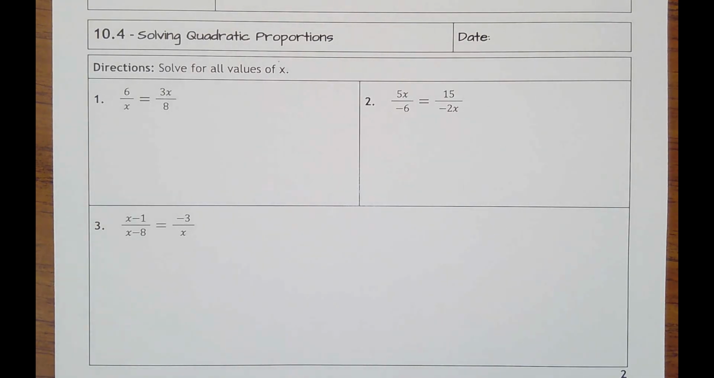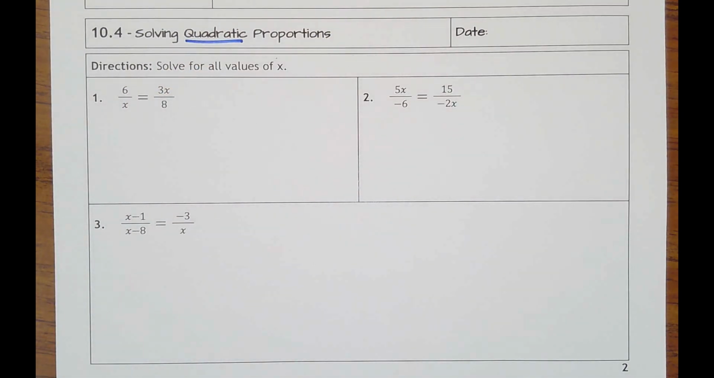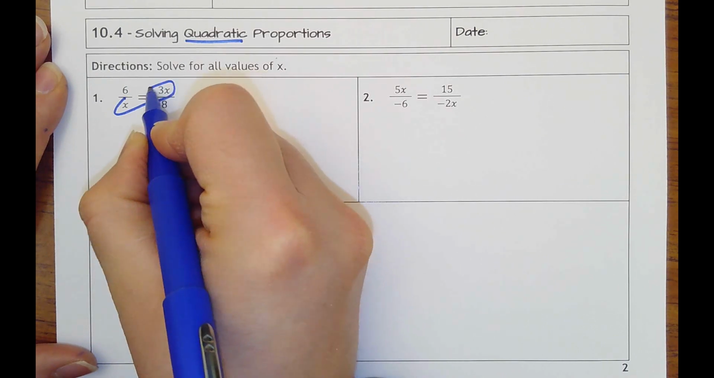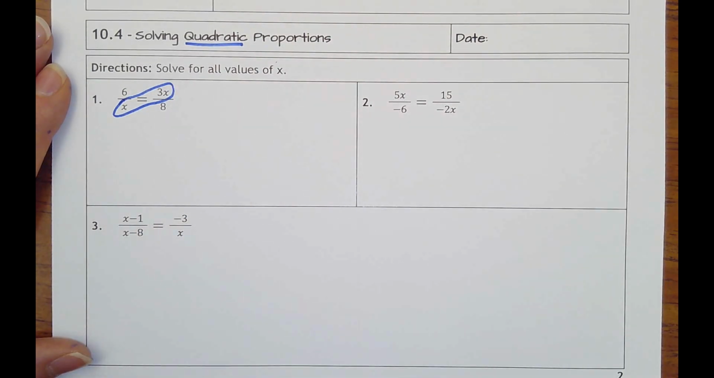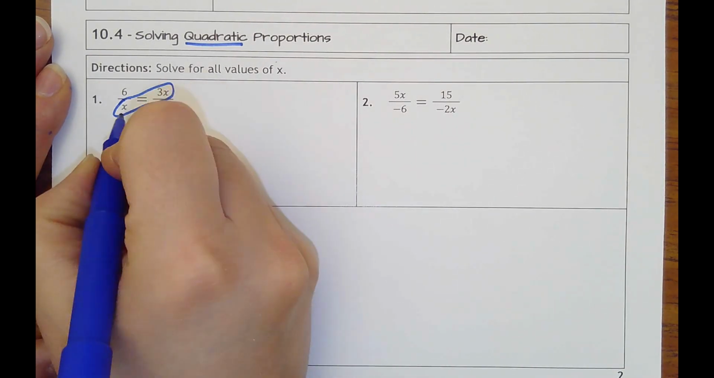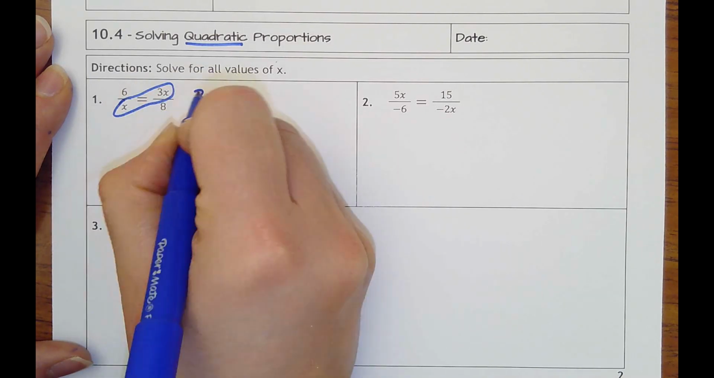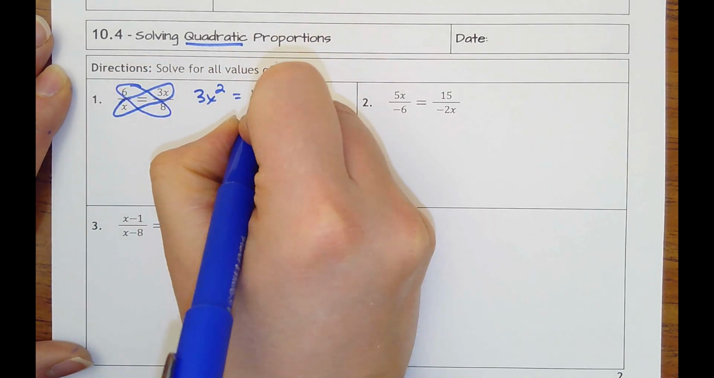Lesson 10.4 is solving quadratic proportions. So instead of linear, we're getting quadratic equations to solve, and that's happening because you're going to see that an x times an x, or the x's, are diagonal from each other in the proportion. And so remember, we want to cross multiply, so I would have 3x times x, which makes 3x squared, equals 6 times 8, which is 48.